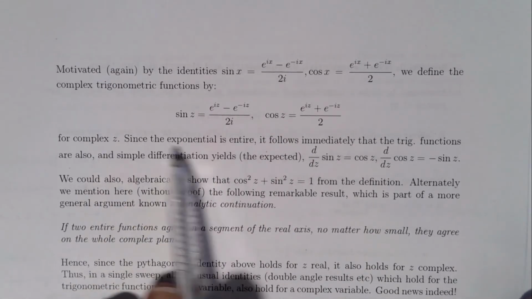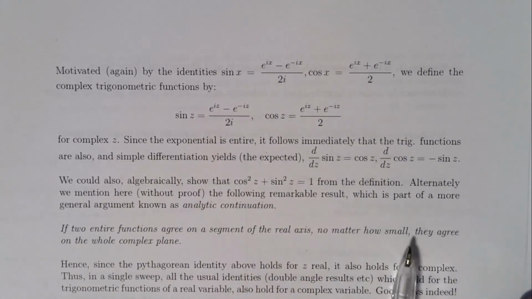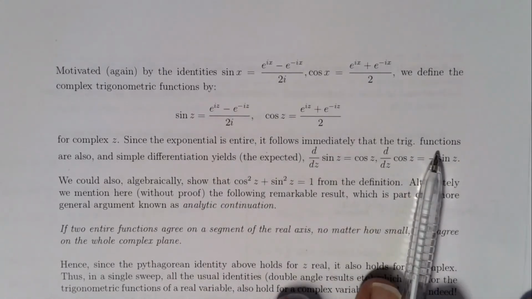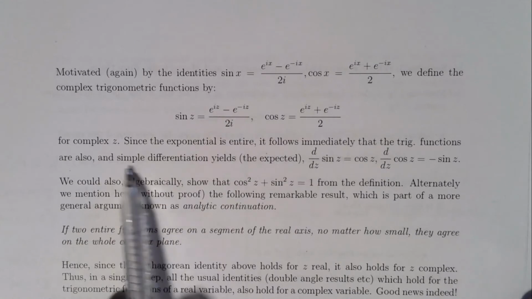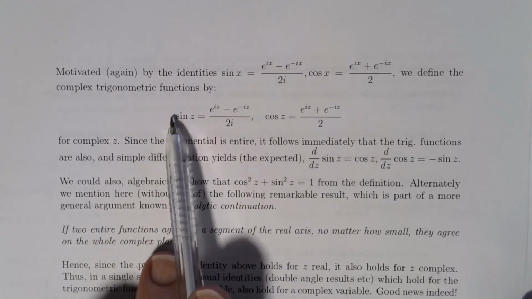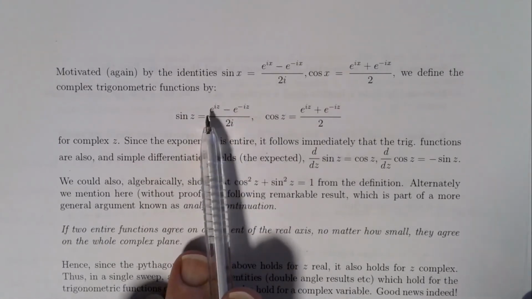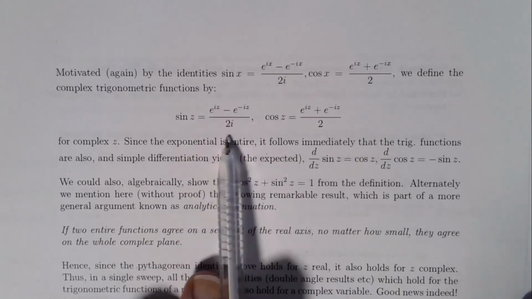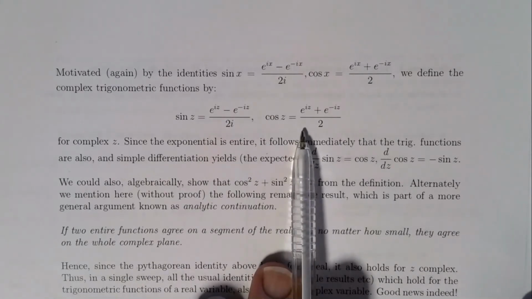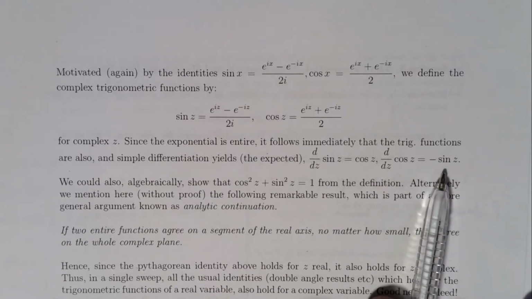Now, since the exponential is an entire function, and I've got linear combinations of exponentials here, that immediately tells me that these complex trig functions are also entire functions. And again, you can simply differentiate. If you differentiate this with respect to z, you pick up an i, so you get i times e to the iz plus e to the minus iz, times i. The i's cancel and you get cos z. So you can easily check that the derivative of sine is cos and the derivative of cos is minus sine, as you would expect.